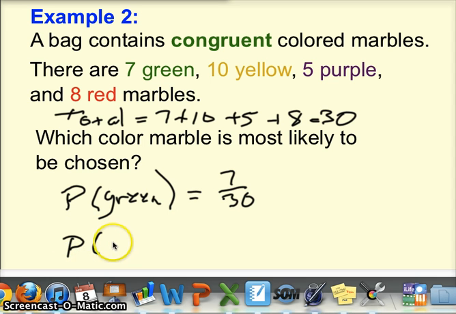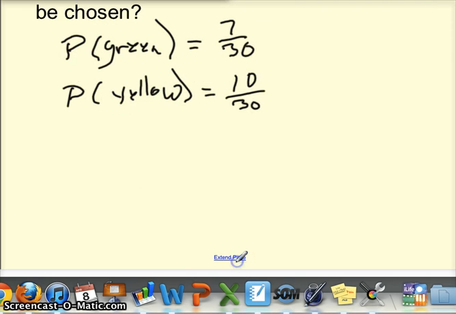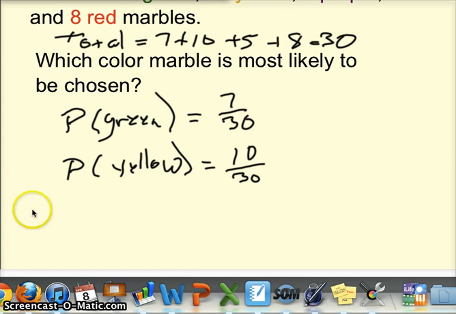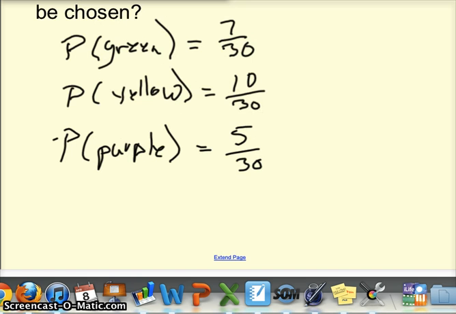The probability of rolling yellow is going to be 10 out of 30. The probability of rolling purple is going to be 5 out of 30. And the probability of rolling red is going to be 8 out of 30.